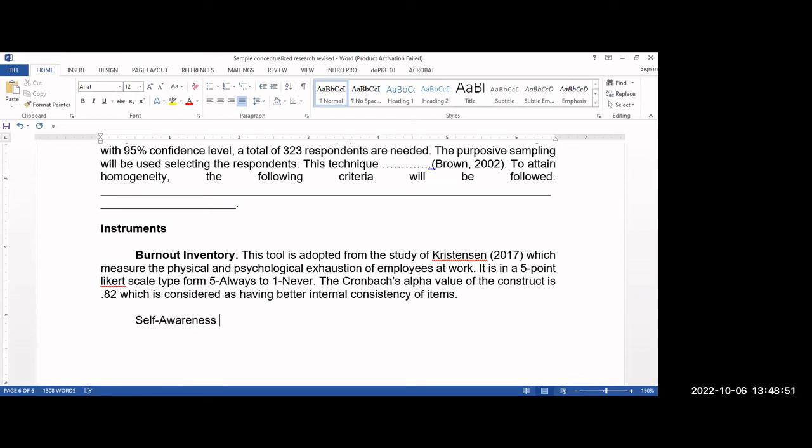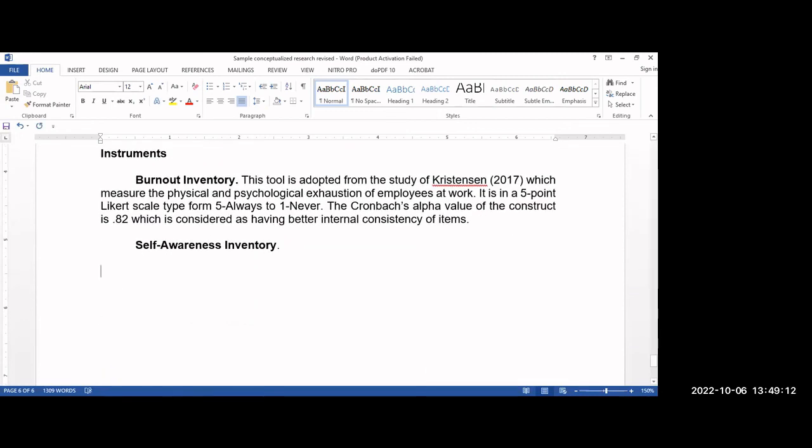Okay? Ano yung pangalan ng scale na yan? You have to discuss each of that scale. To where you adapted that, what does it measure, and how is it measured? Okay? So that's how to write the portion of your instrument. And you have the procedures.